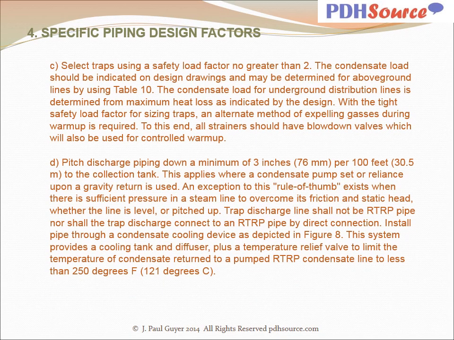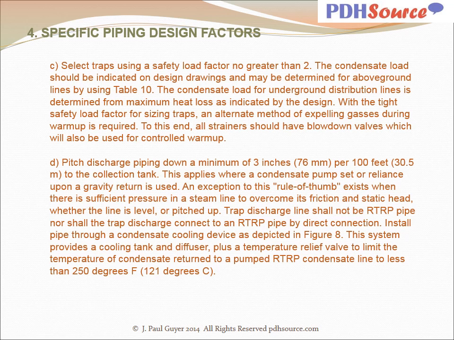Select traps using a safety load factor no greater than 2. The condensate load should be indicated on design drawings and may be determined for above ground lines by using Table 10. The condensate load for underground distribution lines is determined from maximum heat loss as indicated by the design. With the tight safety load factor for sizing traps, an alternative method of expelling gases during warm-up is required. To this end, all strainers should have blowdown valves, which will also be used for controlled warm-up.